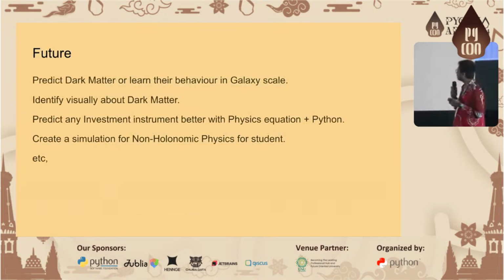So basically what I want to say is that in the future we can predict dark matter or learn its behavior on the galaxy scale, and then we can identify the dark matter visually. Or maybe, as I learn in every class in this Python, for now I'm pretty sure that we can predict any investment instrument better with physics equations plus patterns, and the domain is called econophysics. Or maybe we can create a simulation for non-harmonic physics for students, etc.